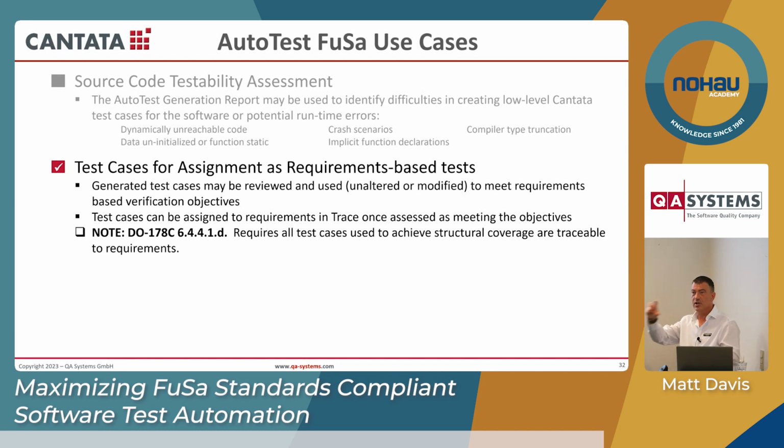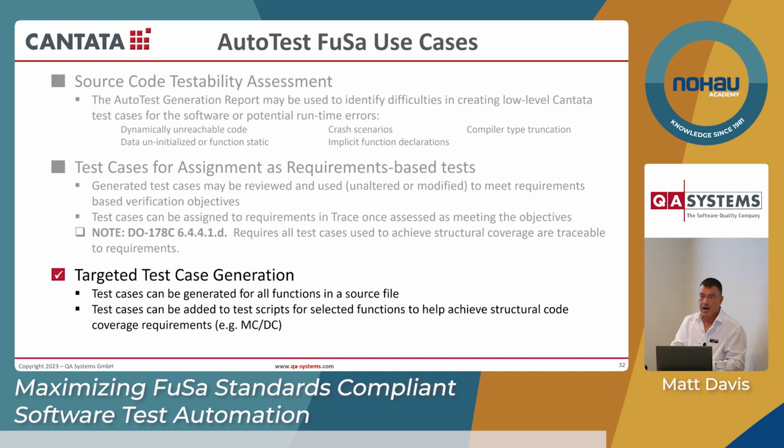You can have test cases assigned as requirements-based tests. So the test does actually tell you the right thing. You know, it's proving that the code is doing what it is supposed to do. That requires traceability. And you can have targeted test case generation. You do not have to take all your code and generate all your tests using AutoTest automatically. You can write some of your tests in Cantata, some robustness tests, some others, and go, I can't achieve 100% decision coverage. I don't know what values to use and parameters. I know, I'll choose that function and go AutoTest, and it will generate them for me, in addition to the ones you've had.